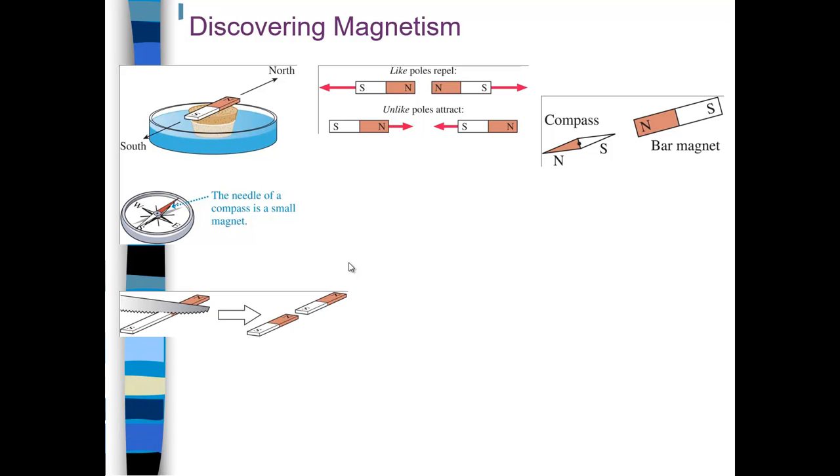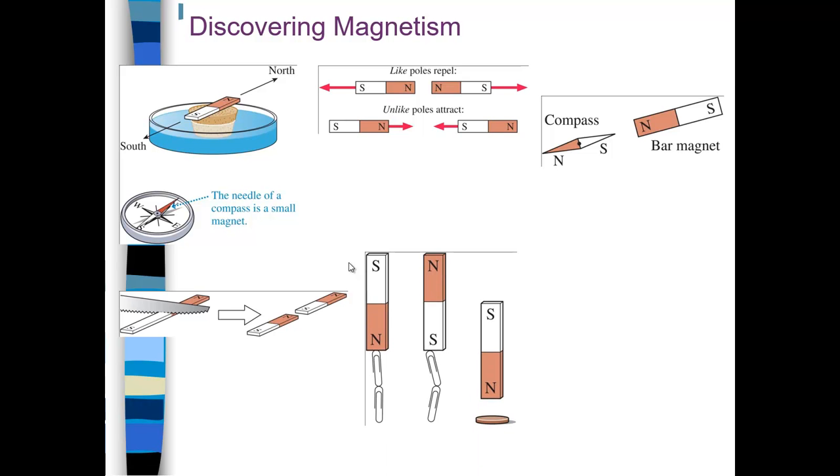Okay, and magnets are interesting. If I took a magnet that had a north pole and a south pole, and I sawed it in half, then it would create a new north and south pole on each of the subsequent magnets.